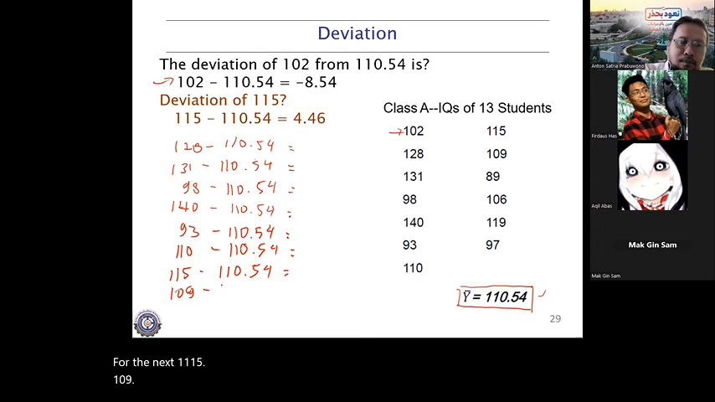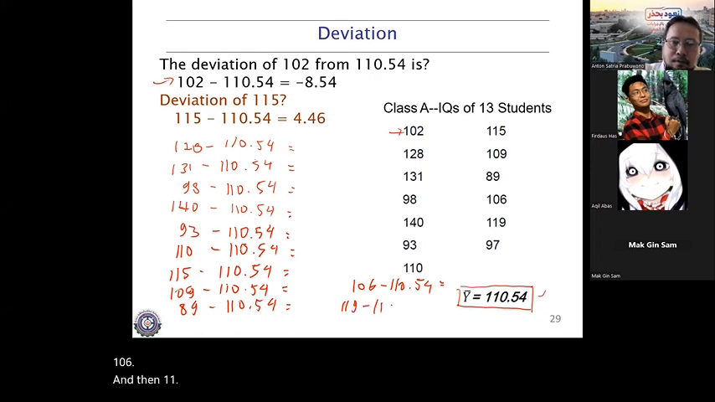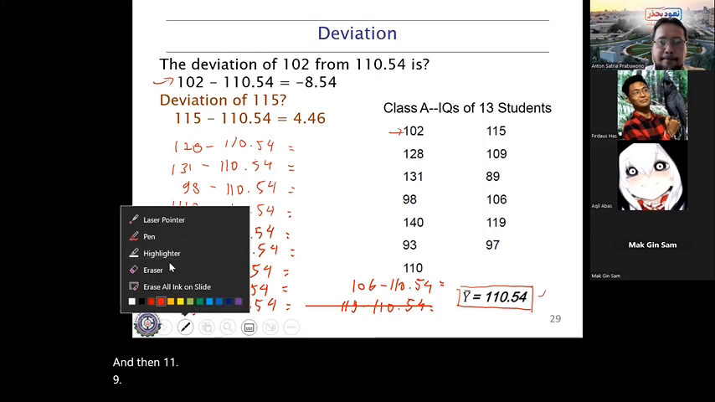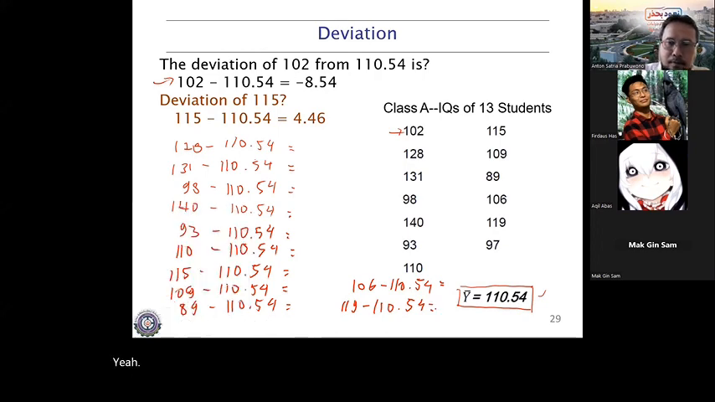109, 89, 106, and then 119, equal what? And then 97, the last one. Okay.